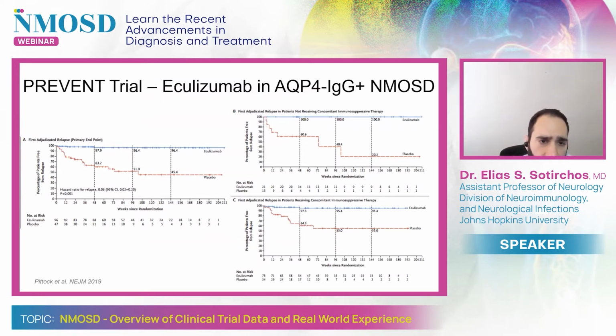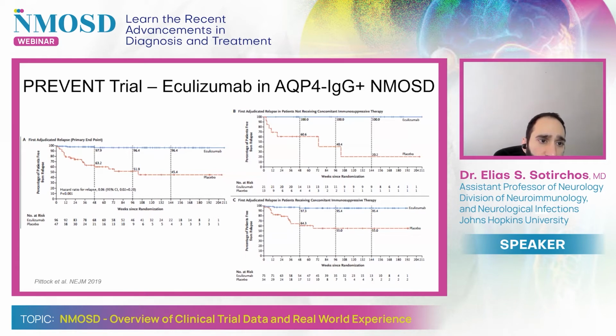Here are the Kaplan-Meier curves of the relapse-free survival for these patients. We're going to focus on the left side first. This trial, by the way, only included aquaporin 4 IgG seropositive NMOSD patients. So it did not include any seronegative or potentially MOG antibody positive patients. But this is the primary outcome of the trial and the primary analysis. And so this was the time to the first adjudicated relapse as established by an independent blinded committee.